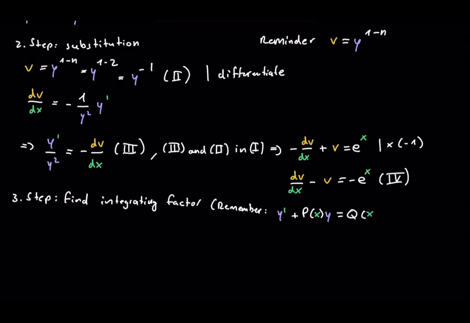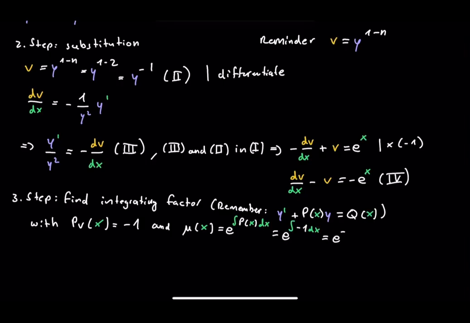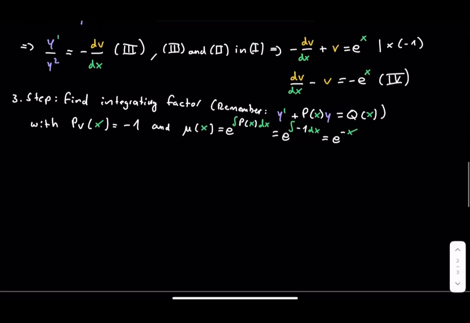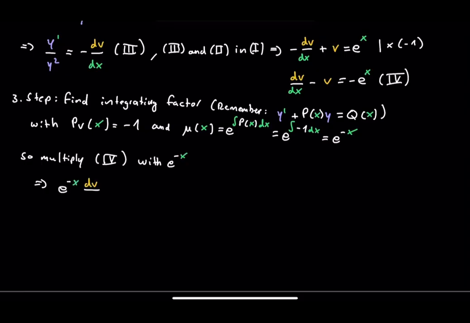The coefficient of v, p of x, equals negative 1. The integrating factor mu of x equals e to the integral of p of x dx, which is e to the integral of -1 dx, or e to the negative x. Now, multiplying through by e to the negative x gives e to the negative x times dv over dx minus v times e to the negative x equals -1.